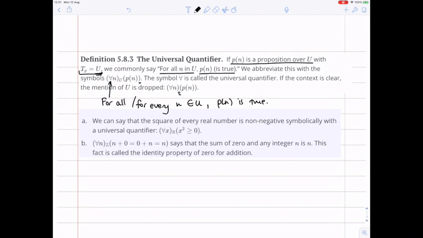So how could we use this universal quantifier? Well, we know that the square of every real number is bigger than or equal to 0. So we write that mathematically as saying, for every x in real numbers, if we square it, it's bigger than or equal to 0.